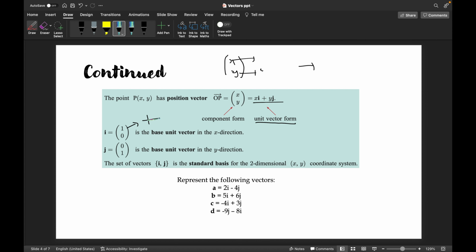If this is a magnitude of 1, then this would be i, and j would be this. And that's how you plot them: i in the x direction and j in the y direction. And the set of vectors i, j is the standard basis for the two-dimensional x, y coordinate system. You can just plot it like how you would normally do. Let me give you a few examples. So we have to first represent the following vectors. Let's do that.